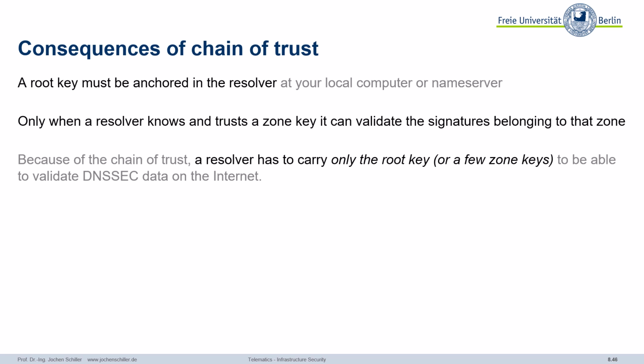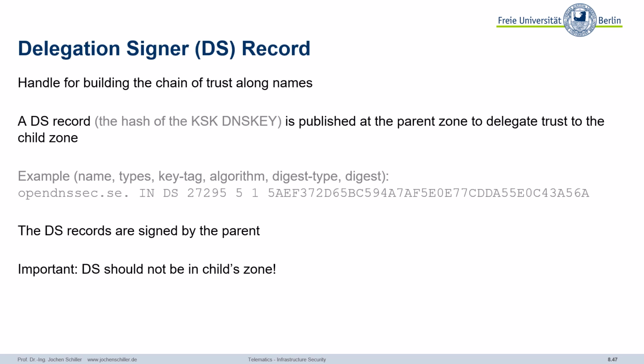And the idea is that we only have to carry the root key, or you can also have some zone keys, and then you can validate all this DNSSEC data in the internet. Okay, so that is basically the idea of how you set up this chain of trust. Keys, signing in the zone, you have to trust the key, and you need the root key, because with the root key you can follow the pointer and you can trust in the end the whole structure.